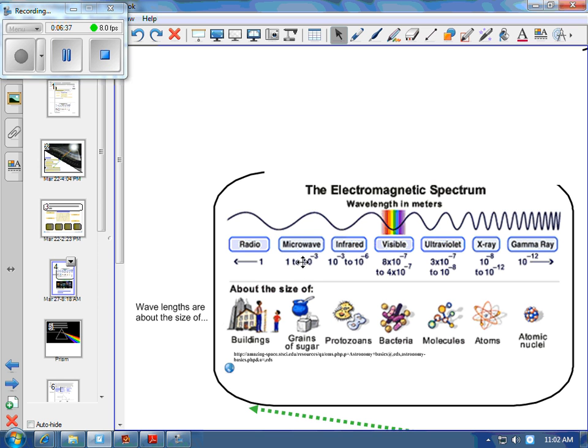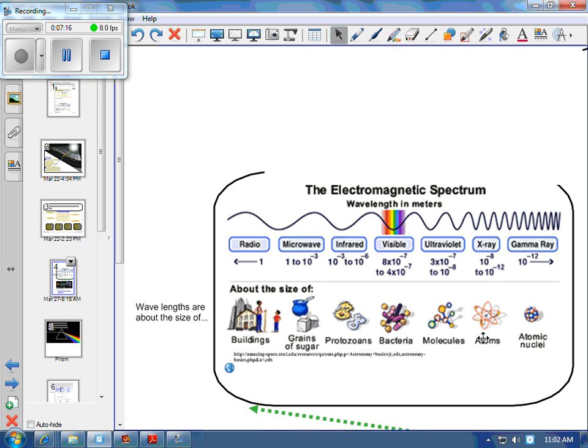Microwaves are about the length of grains of sugar, so quite a bit smaller. Infrared waves, which I will talk to you about in a moment, are about as long as protozoans, so those would be microscopic organisms. Visible light waves, the ones that we can see with our eyes, are the length of bacteria. Ultraviolet rays are the length of molecules, which we cannot see with microscopes, so that's even smaller.